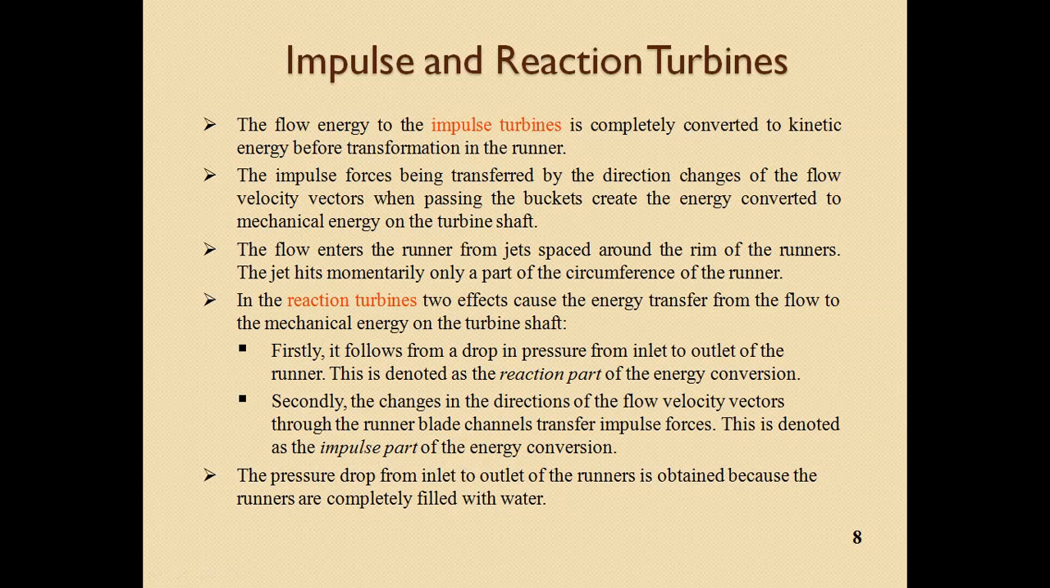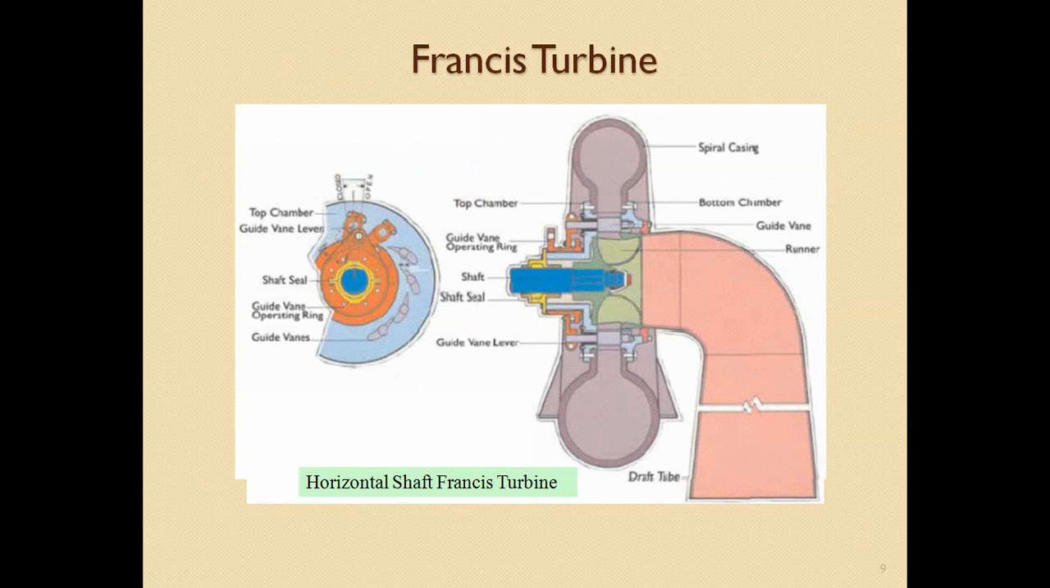The pressure drop from inlet to outlet of the runner is obtained because the runners are completely filled with water. So this is an example and figure of the Francis turbine. It consists of spiral casing, bottom chamber, guide vanes, and this is the runner, top chamber, guide vanes, operating rings. This is the shaft, shaft shield, guide vane lever. Here it is, and this is the draft tube.